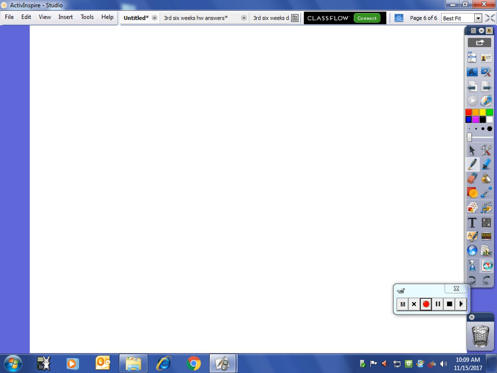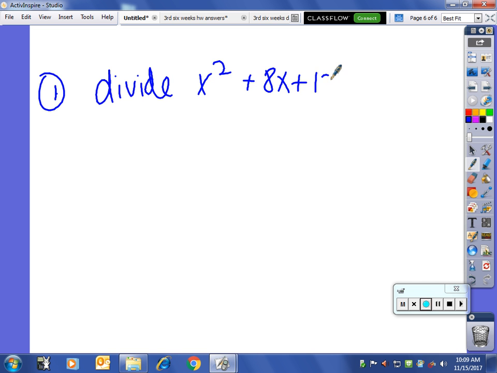Now, let's get on with today's lesson, which is not hard. Today's lesson is pretty easy as well. We're dividing polynomials today. Divide x squared plus 8x plus 12 by x plus 6. There are several different ways to represent a division problem. One way is they can write it out in words. Divide x squared plus 8x plus 12 by x plus 6.